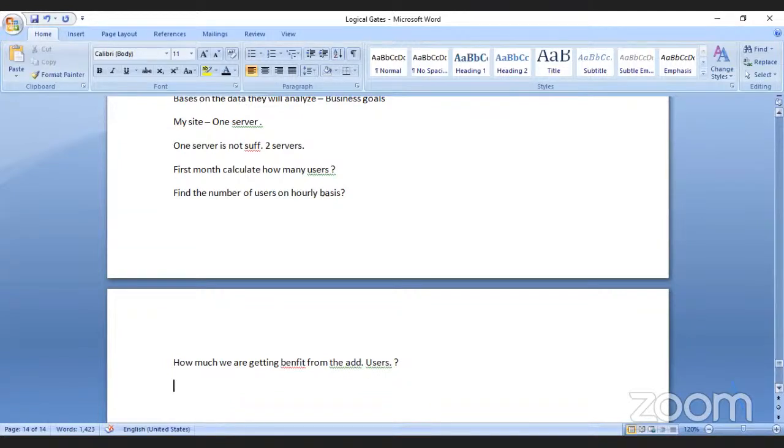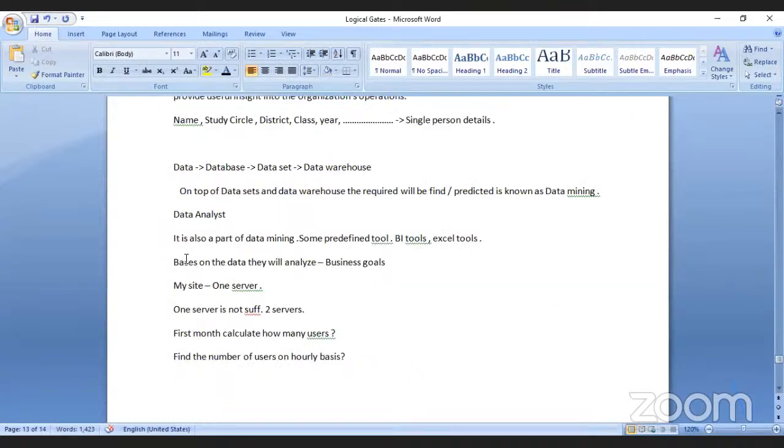How many users are there? What is the first month's number of users? In the second month, how many additional customers have joined? Is that server having that much load? Do I require the second server for night times? Such kind of things are required for analysis. Such things will be done by whom? Data analyst.